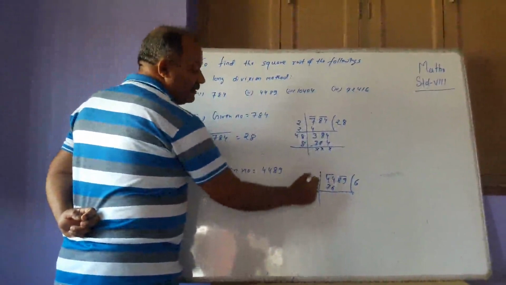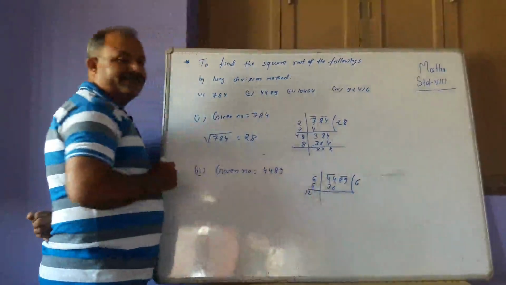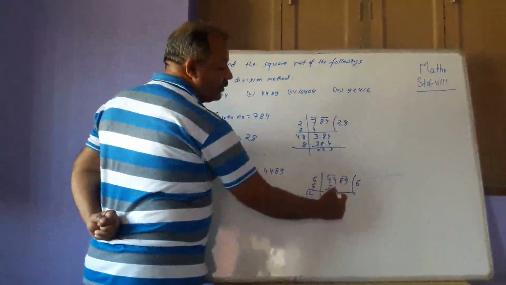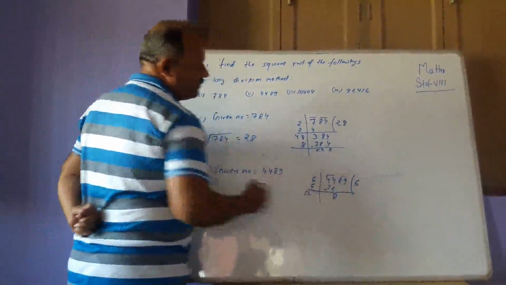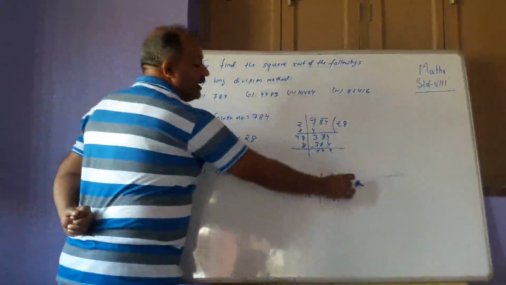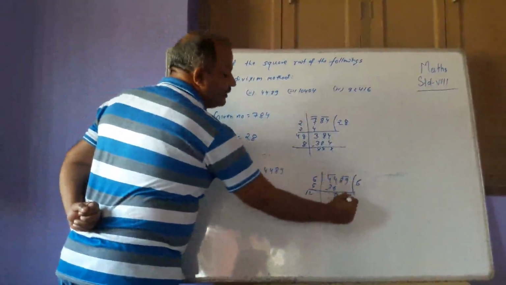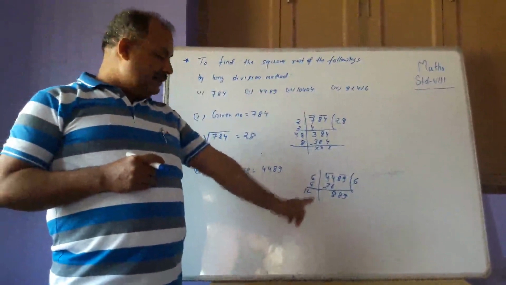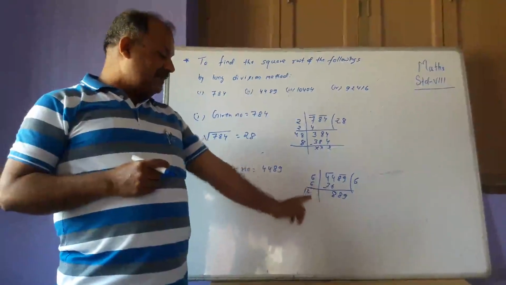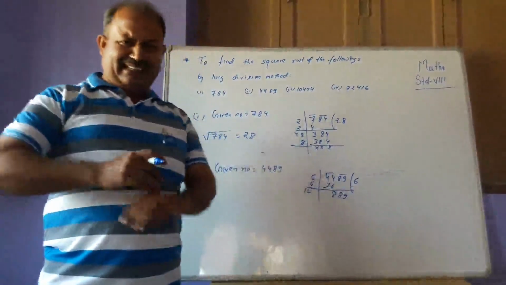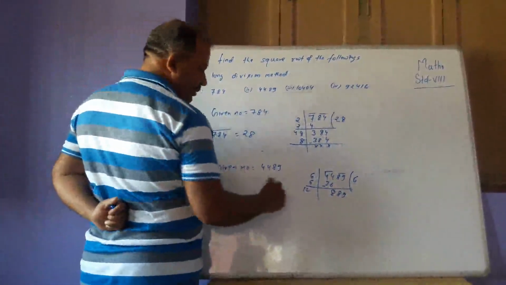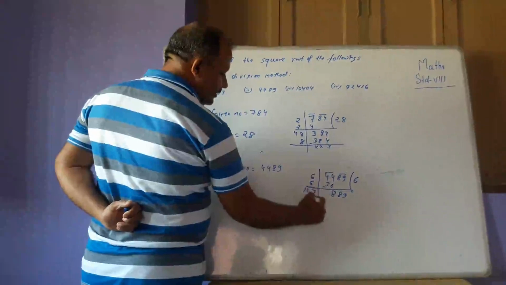Here we have to add 6 and 6, 12. Now we have to subtract 36 from 44. It will give 8. And the next pair 89 will be taken here. Now we have to place a number here, which when multiplied by the same number, the result will be 889. So we have to choose a number. 7.